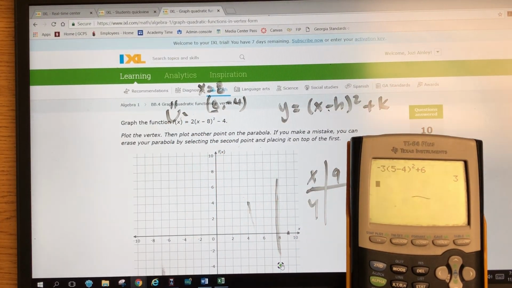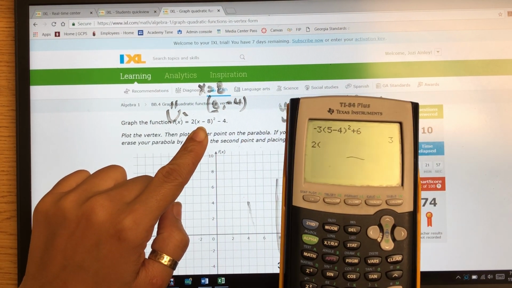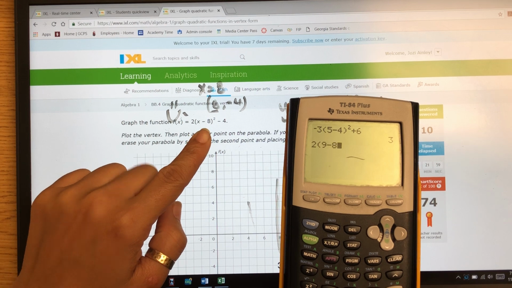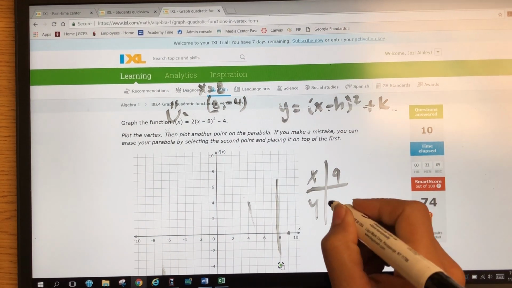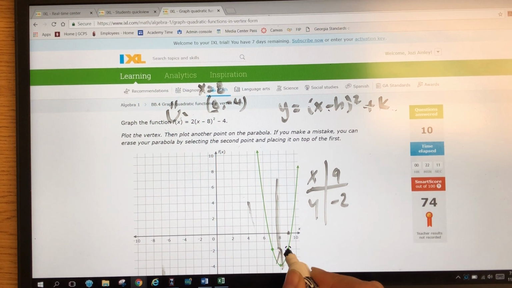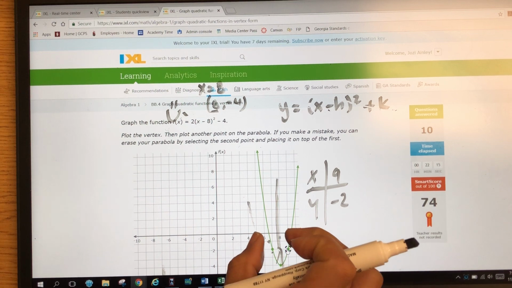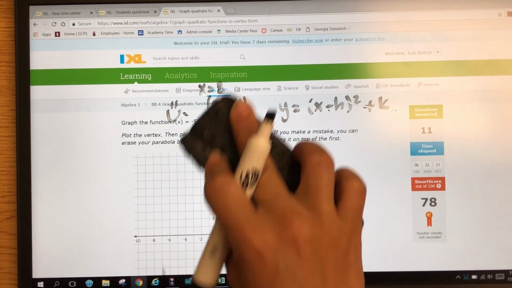All right, punch that into the calculator. So I'm going to erase this so you can see it. So you go 2, open parentheses, and then the word 9 minus 8 squared minus 4. So negative 2. So my next point is going to be 9, negative 2. And again, make sure that it mirrors it, like this is equal to that. This from here is the same distance from each place to the line. So that makes sense because it's upward sloping, so I'm good.